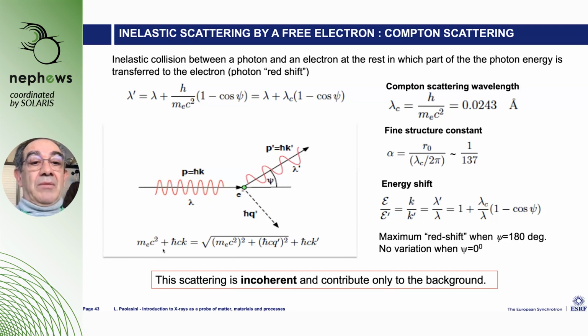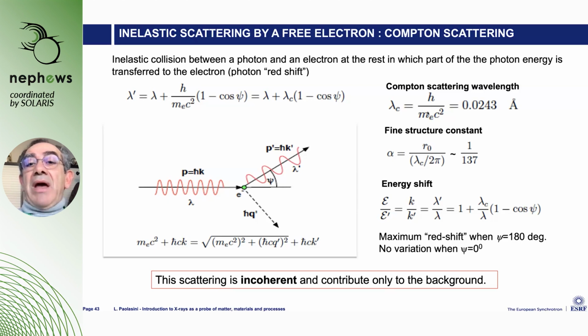By writing the relativistic interaction of this collision before and after the collision, we obtain this expression for the energy shift or wavelength shift, which is proportional to the incident wavelength and depends on the value of the angle at which the photon is emitted, called the Compton angle.